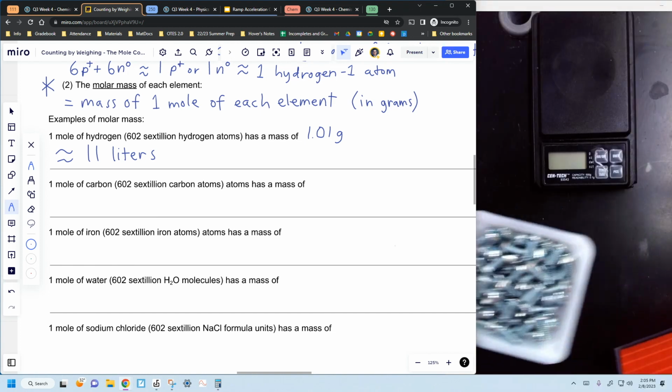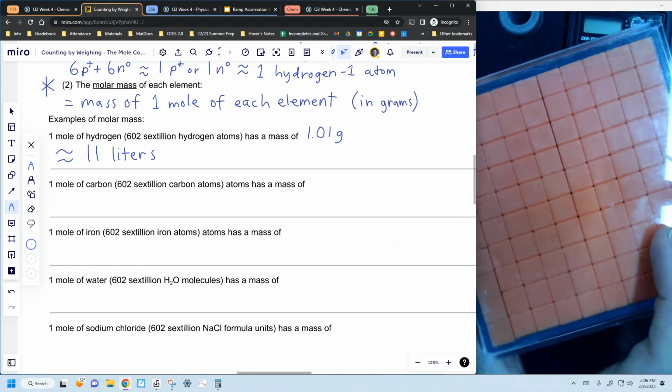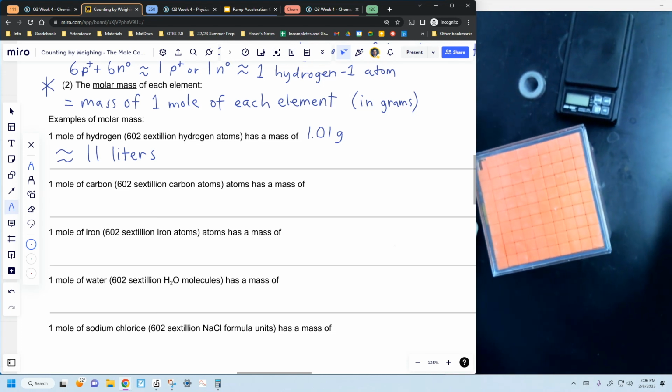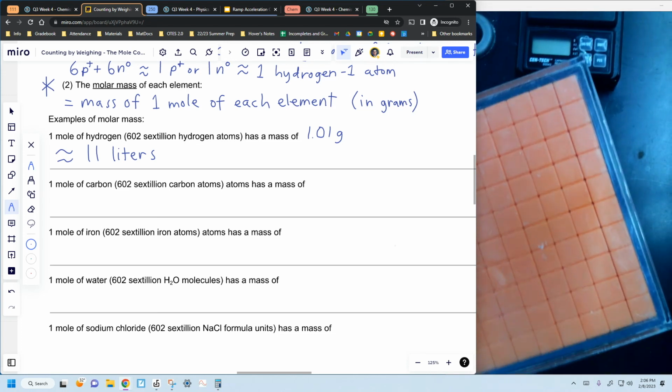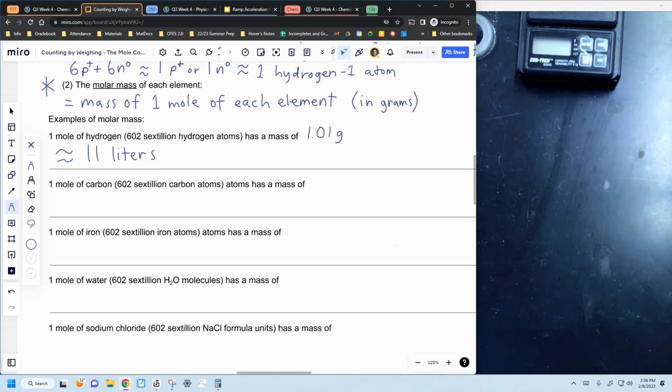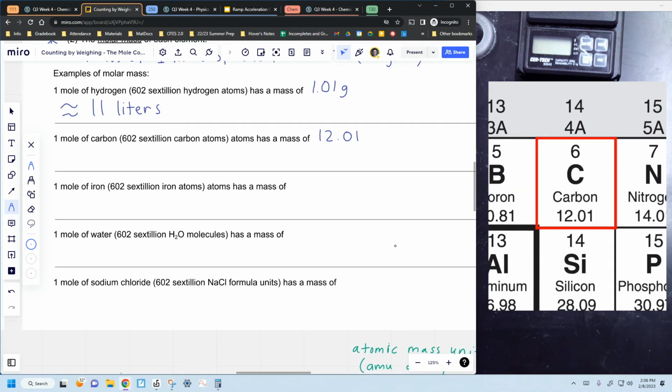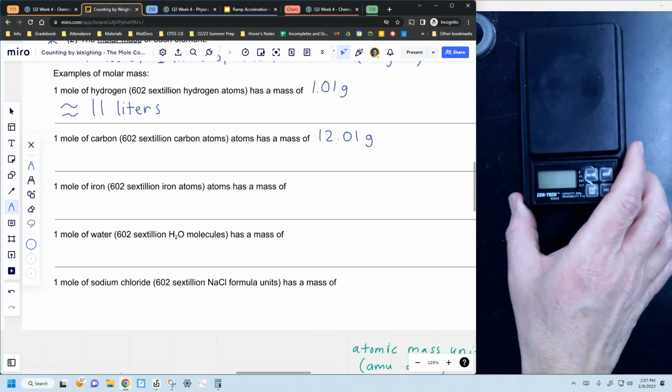How much would this be? It's hard to tell because hydrogen is a gas, but it would be about 11 liters of gas. You can see here a liter cube. Imagine 11 of those. That would contain about 1 mole of hydrogen atoms. What about carbon? If we look up carbon on the periodic table, we see that its molar mass is 12.01 grams.